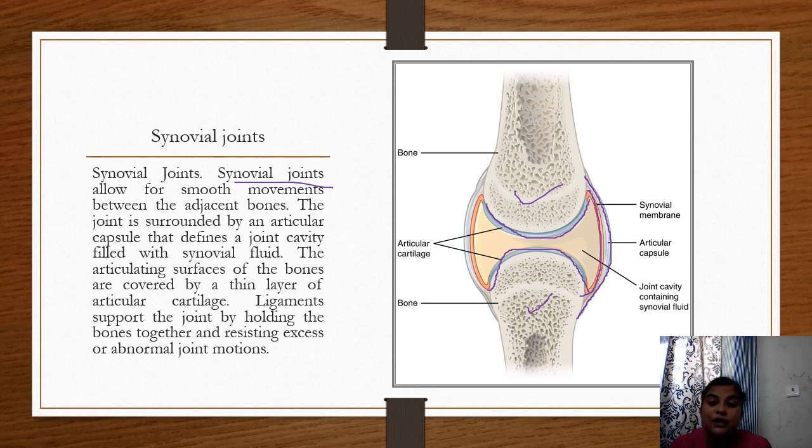The articulating surfaces of the bones are covered by a thin layer of articular cartilage, and this articular cartilage is joined by the synovial membrane, and the whole part is covered by the articular capsule. This is the overall anatomical structure of the synovial joint, and this can be your 3 marks question. You have to write about the anatomical features of the synovial joints.